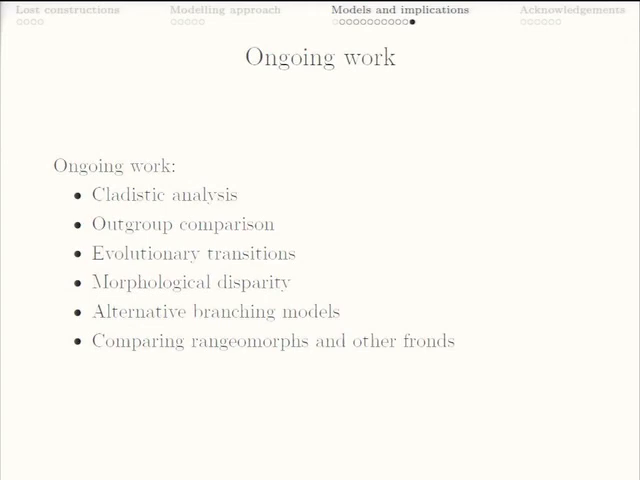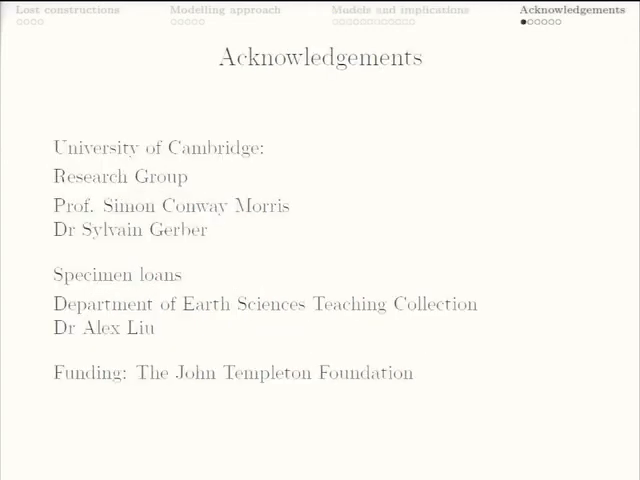So having got this model, I'm now looking at what we can really pull out of this. I'm working on cladistic analysis of the parameters to look at the affinities between these different frondose organisms and explore the evolutionary transitions in their branching architecture and self-similarity within the group. I'd also like to look at the disparity from the different assemblages. I'm exploring some alternative branching models, as for some of the species, there are some alternative decisions that could be made about the branching parameters, and I'd like to see how that affects the results. And I'd also like to explore the relationships between those groups which have been described as rangeomorphs, and some other frondose species.